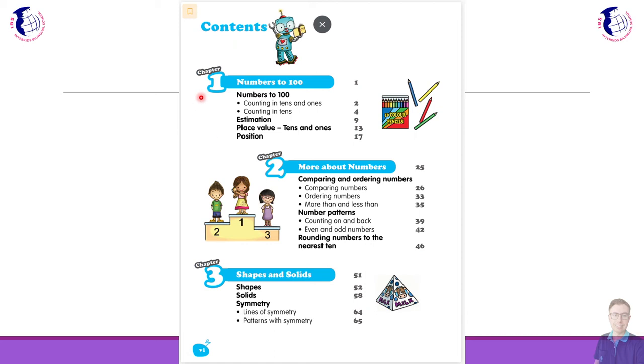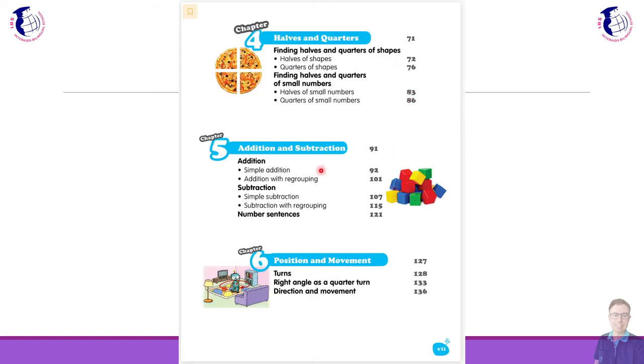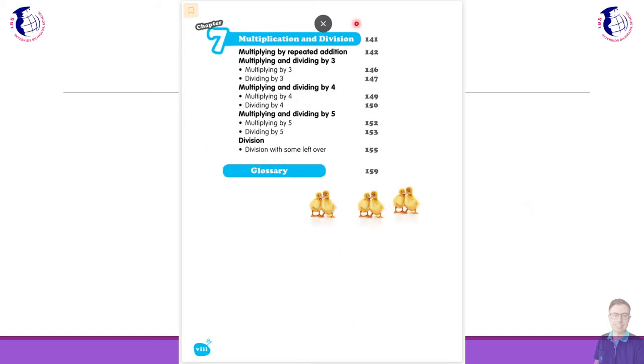Okay, so this is just the book for term 1. We'll be doing numbers to 100, more about numbers, shapes and solids, halves and quarters, addition and subtraction, position and movement, and a new one which we didn't do last year will be multiplication and division. And that will be the last chapter of term 1. We'll be visiting them soon, hopefully in school later this term as well, after we've finished the online learning.